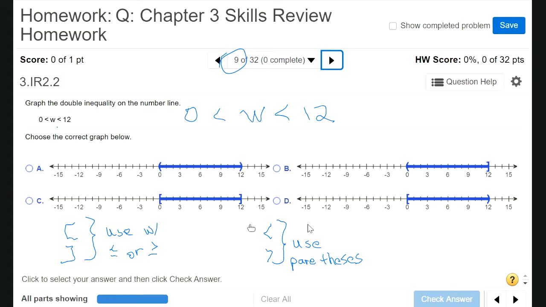Okay. So I'm looking for an interval for W showing the numbers between 0 and 12, but not including, which means I'm using parentheses on this one. So this is going to be the right answer right there. That A is going to be the right answer.